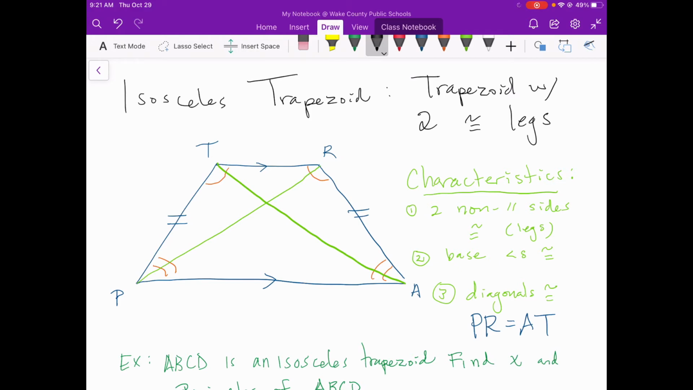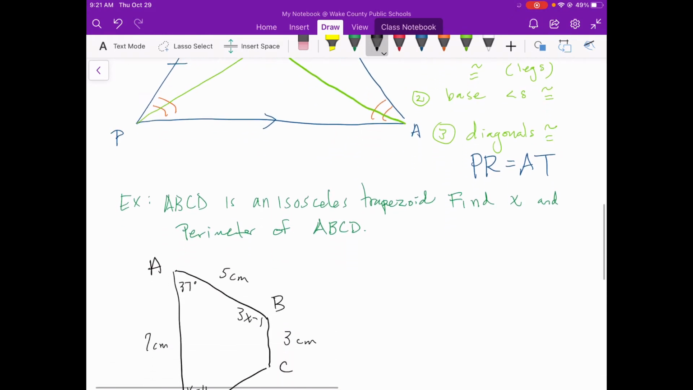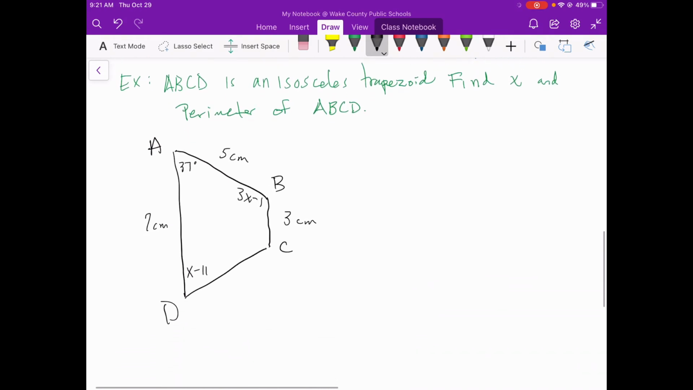So just take a second. If you need to pause your screen and write down those characteristics, go right ahead. I've got an example that I want to do to model some of the isosceles trapezoid properties. In this example, ABCD is an isosceles trapezoid, and we're going to find the value of x, and we're going to find the perimeter of ABCD.